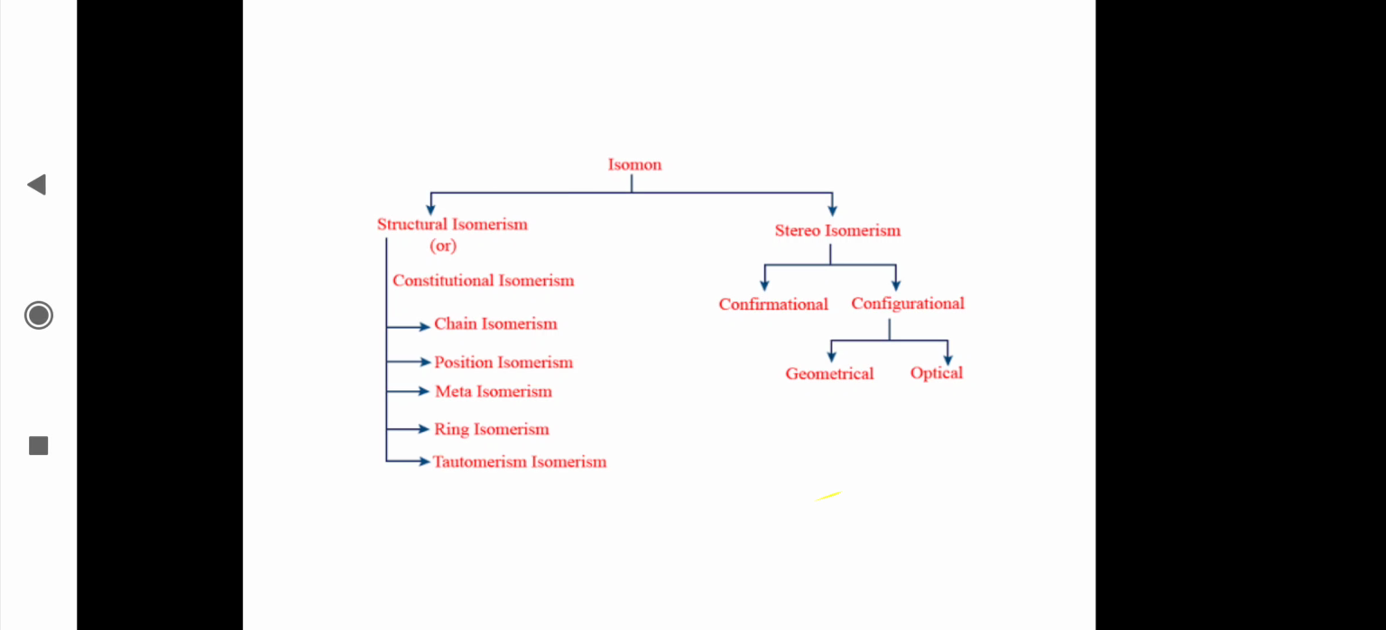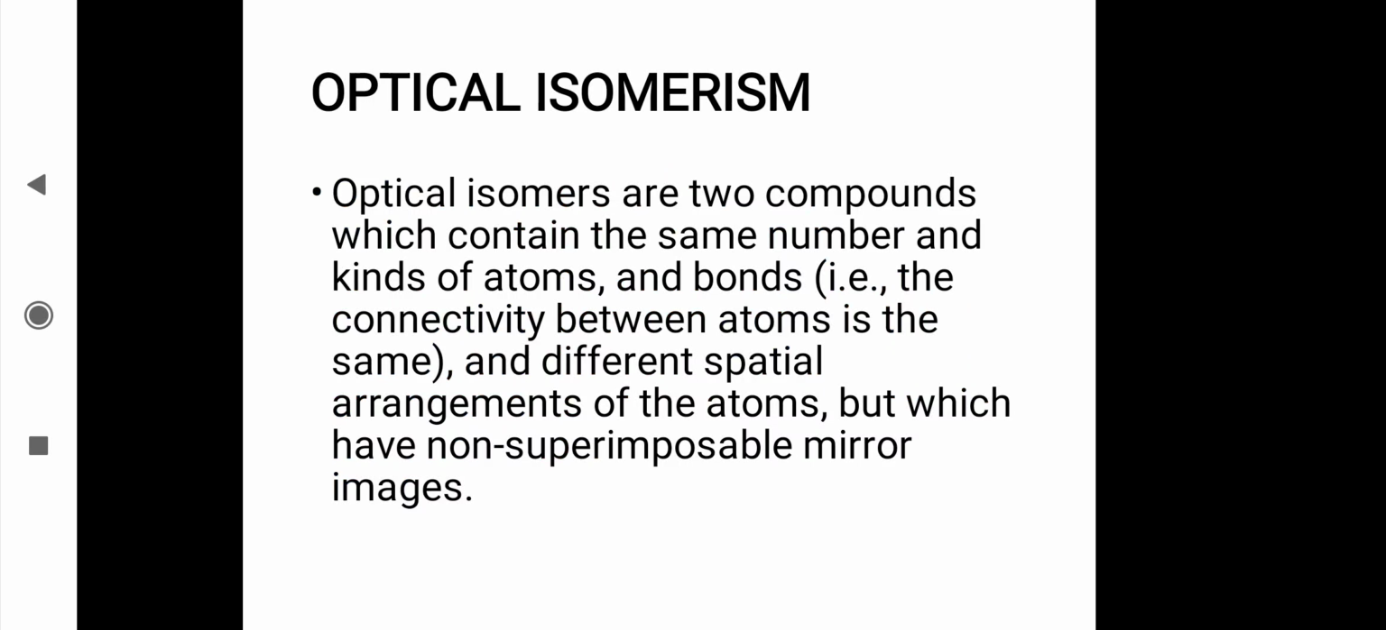So, optical isomerism. What is optical isomerism? If you look at the slide, optical isomers are two compounds which contain the same number and kinds of atoms and bonds, and different spatial arrangements of atoms, but which have non-superimposable mirror images. Oftentimes in this topic, you see terms like superimposable and non-superimposable. I'll try to break it down to simpler English. Something being superimposable means it's forcing itself onto something.